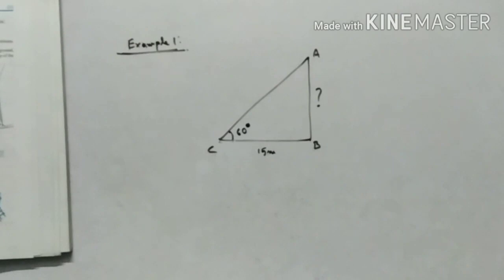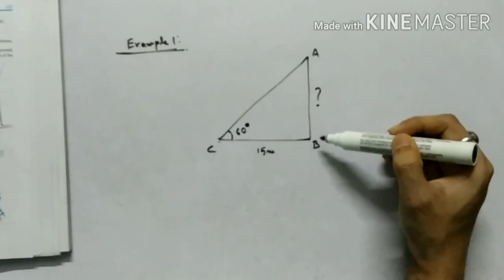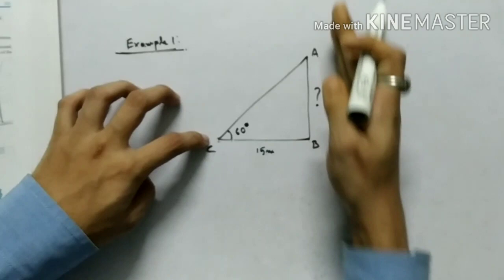So in here, I will use the tan function, because in tan function I will get perpendicular. Tan theta is perpendicular by base. If the angle I take is this angle C, then tan C will be AB by BC, or CB, whatever you say. So in here, I will use tan function.